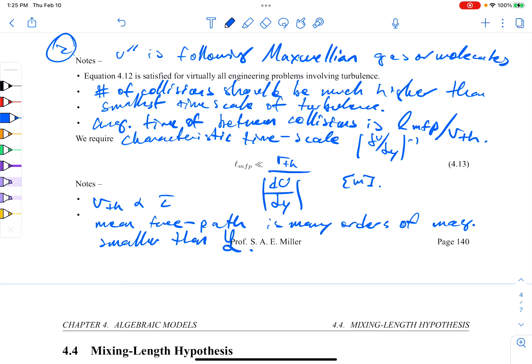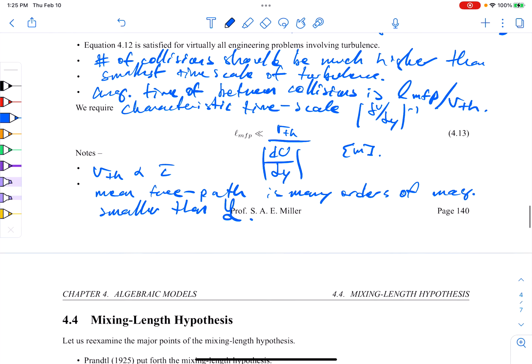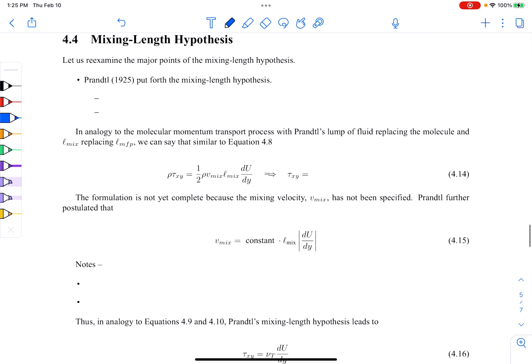Okay, so that's really the end of our notes on the molecular theory. And now we just want to take these major points and reconstruct the most basic algebraic models. Based on this Boussinesq hypothesis and sort of hand-waving and order of magnitude analysis, this is where Prandtl came in and did his mixing length hypothesis.